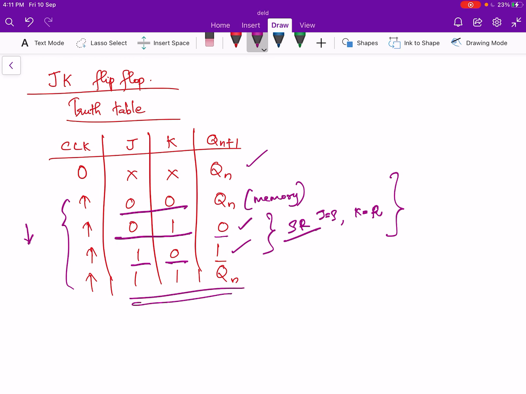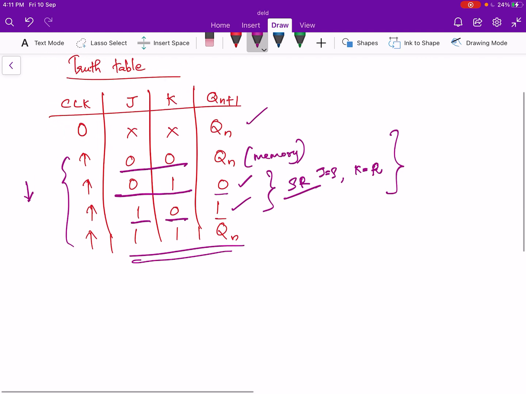And in this fourth condition, when J is equal to 1 and K is equal to 1, then the output will be equal to Qn bar. So if the previous output was 0, then the present output will be 1. Or if the present output is 1, then the output after the clock pulse is given will become 0. So that is the truth table of a JK flip-flop.